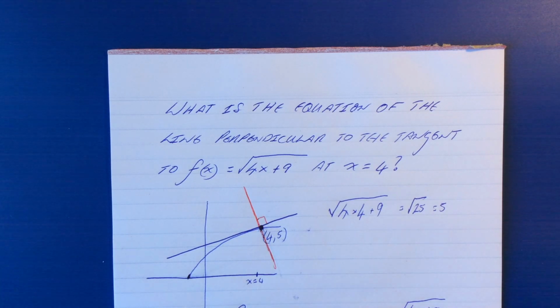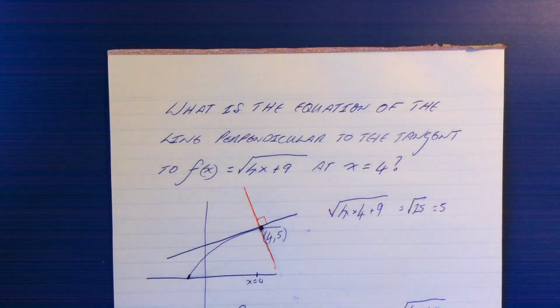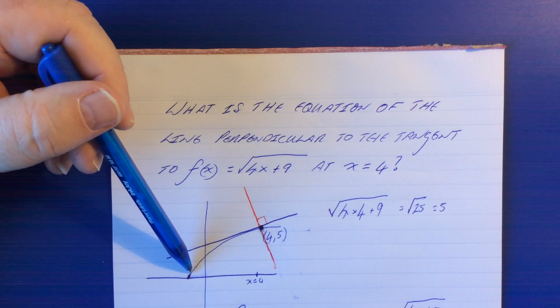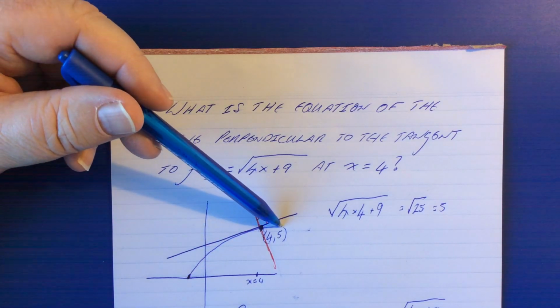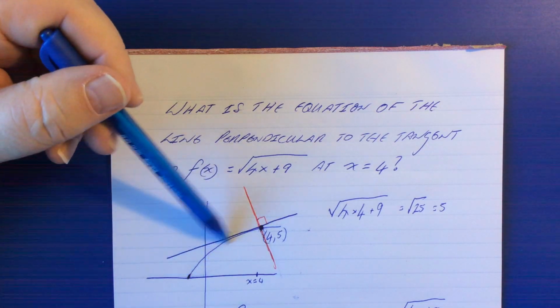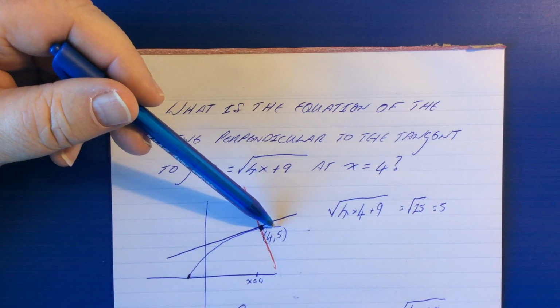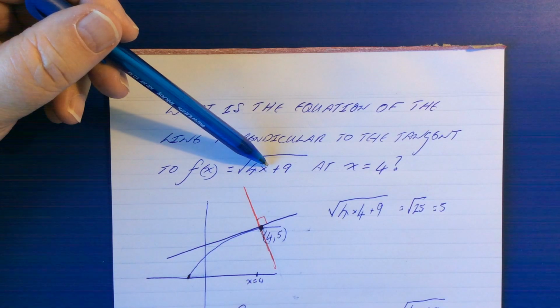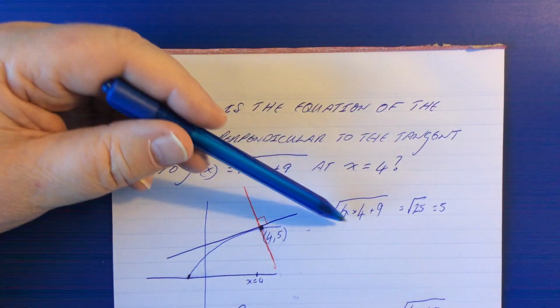I'm going to do more work than is necessary. You don't need to do these drawings. If you're comfortable with the methodology, you can work this out without drawings. But if I draw the graph of the original function, it's a square root function, and it looks something like this. And what I've done then is I've taken x equals 4 and put it into this function here.